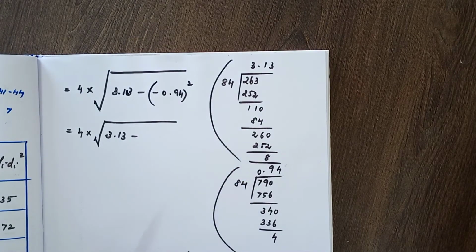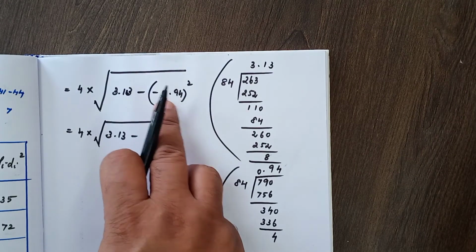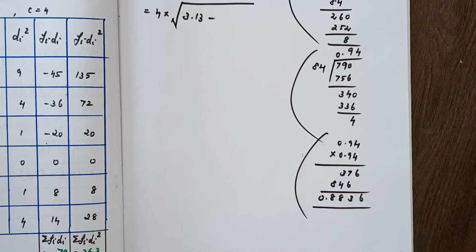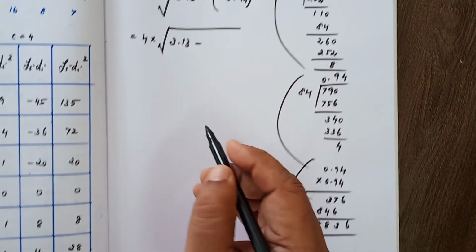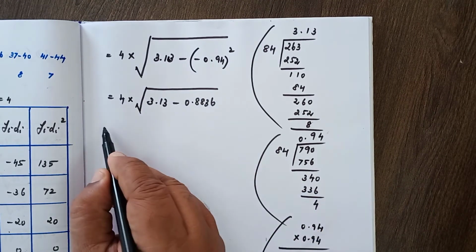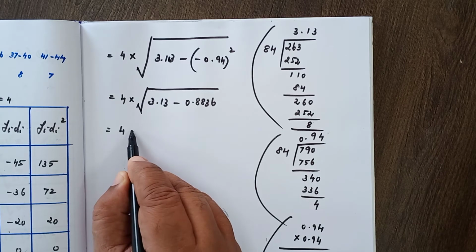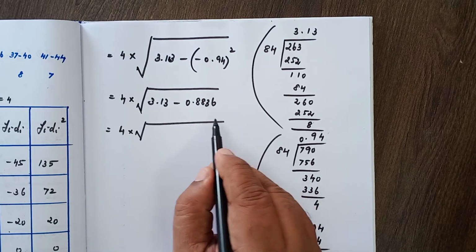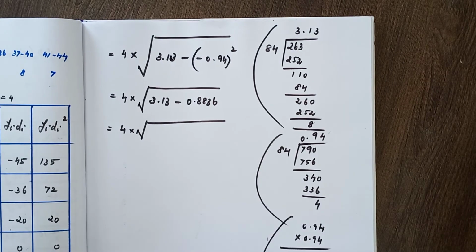0.94 into 0.94. While squaring, minus becomes plus. You have to multiply 0.94 two times. Here is the calculation: 0.94 into 0.94 equals 0.8836. Now 4 into square root of, we have to subtract 3.13 minus 0.8836.